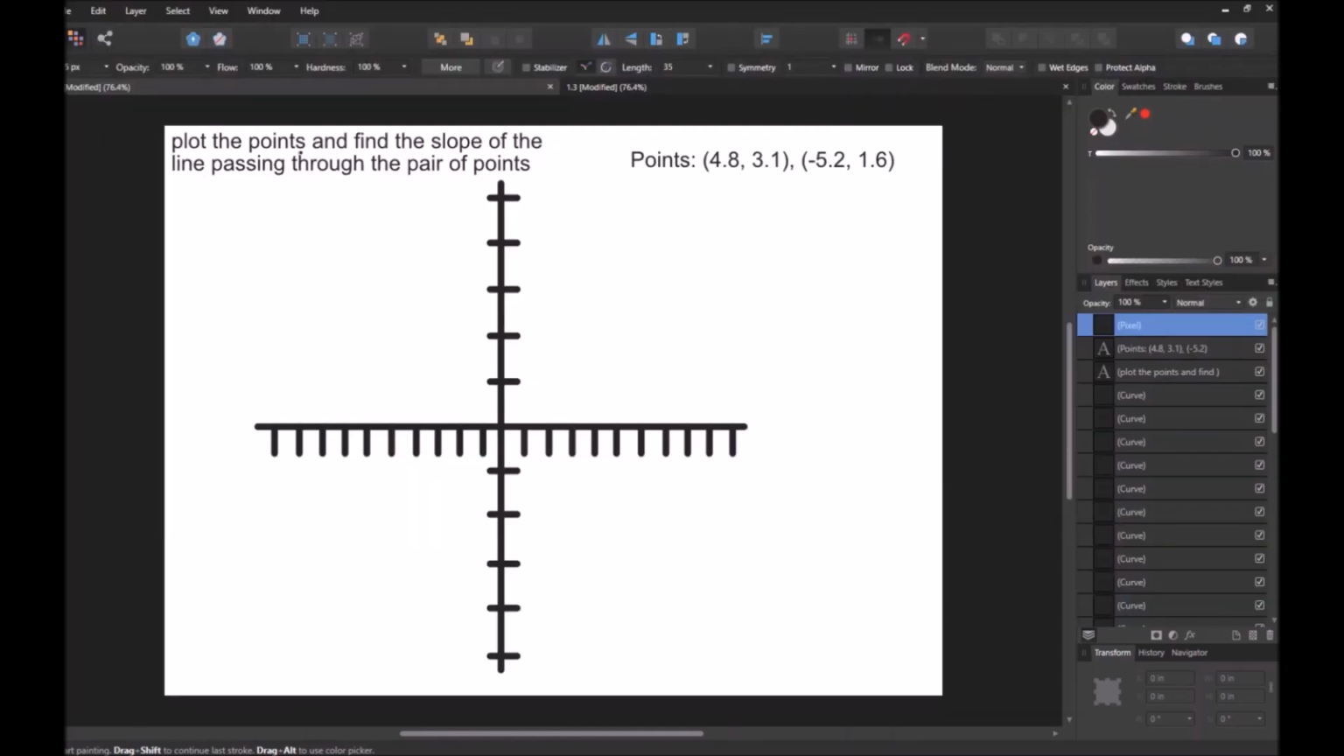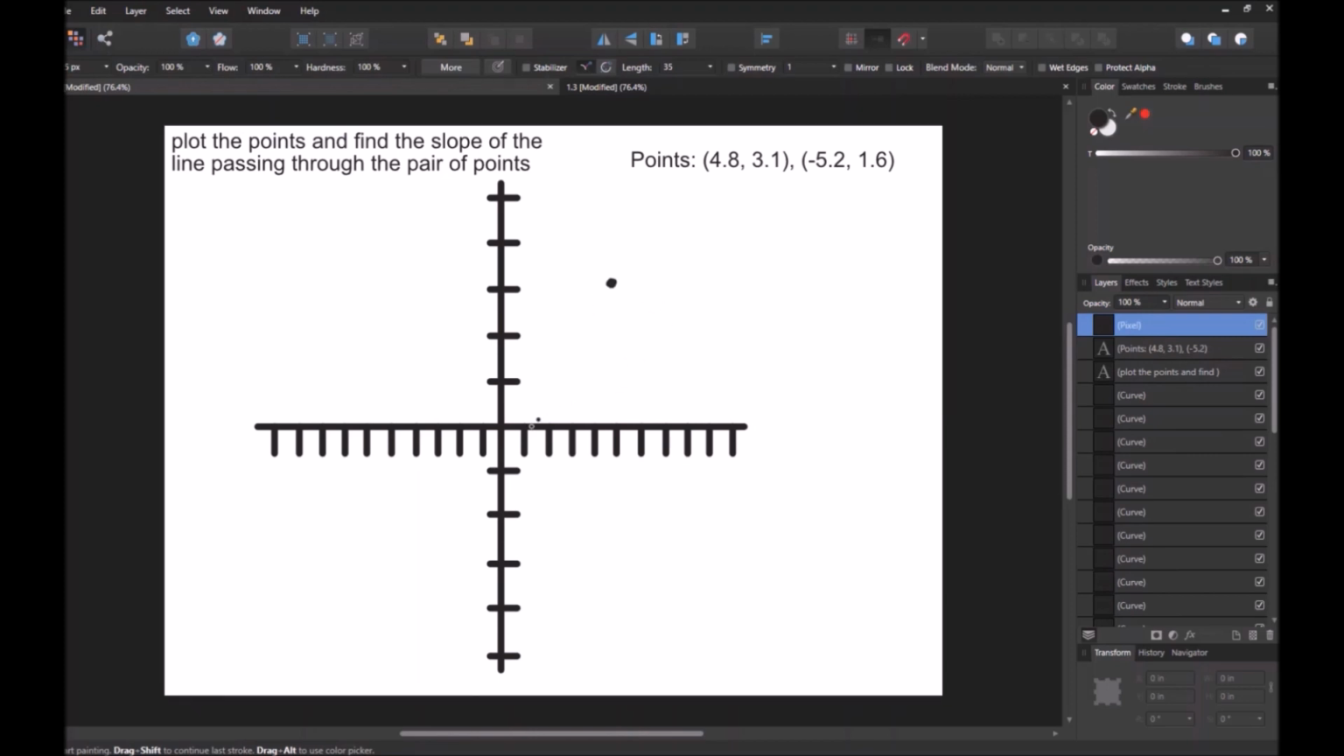Okay, so in this next problem, we're given the same question, just different points. This time our points are 4.8, 3.1, and negative 5.2, 1.6. So just like before, we're just going to graph the 2 points first. So 4.8, 3.1. I'm going to go to the right, and I'm going to almost go to 5, but then just go back a little bit because it's 4.8. And then I'm going to go up to 3 and just go just past that. So somewhere right there is where I'd say.